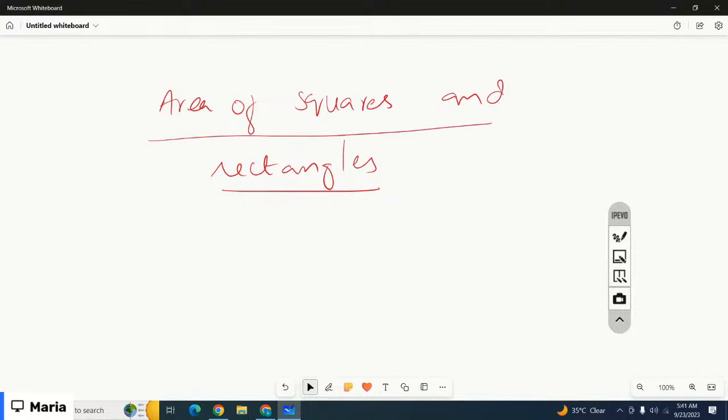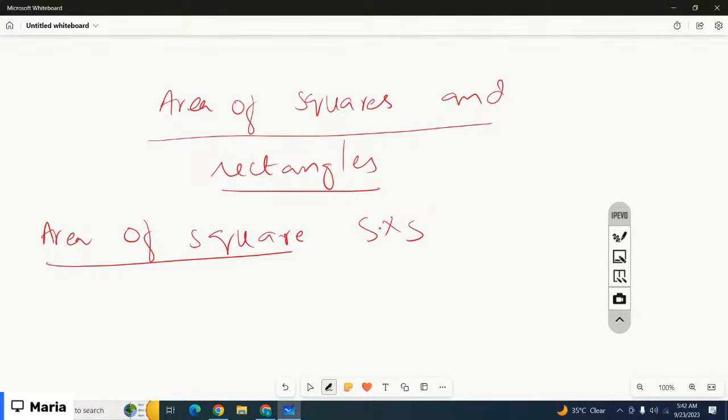Okay, let's start with the area of a square. A square has all four sides equal in length, right? So the area of the square is side times side. Or you can say length times width, but because the square has all four sides equal in length, that would be just side times side, or side squared, right?